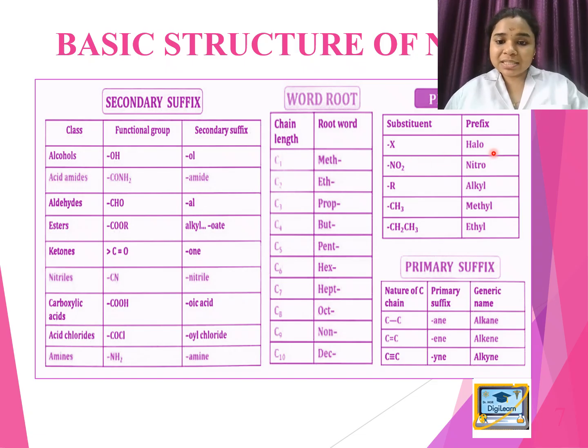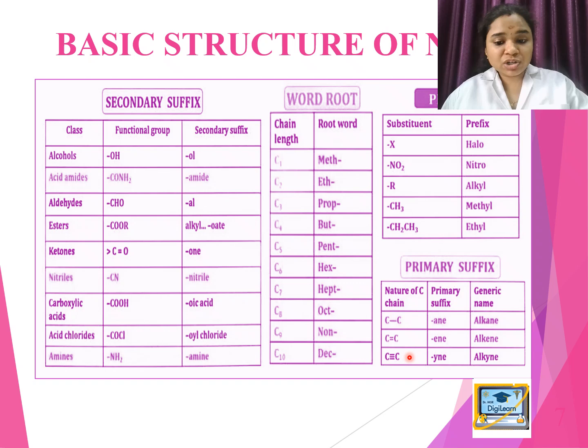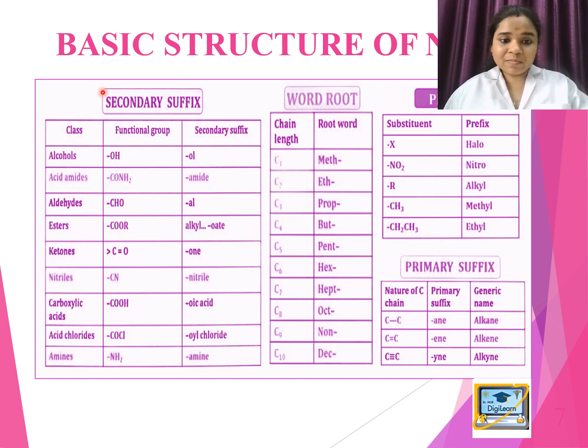Prefix, which indicates the substituents: X, halo. Halo represents chloro, bromo, fluoro, iodo, everything. And CH3 is methyl, and CH2CH3 is ethyl. These are the substituents attached to the parent chain. And primary suffix, which indicates the saturation part: single bond, double bond, and triple bond: alkane, alkene, and alkyne. And secondary suffix, which indicates the primary functional group present in a molecule: alcohol, acetamides, aldehydes, ester, ketone, nitriles, carboxylic acid, acid chlorides, and amides. These are the suffixes we should use.